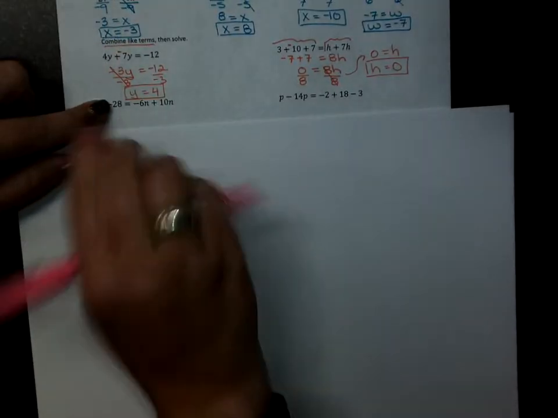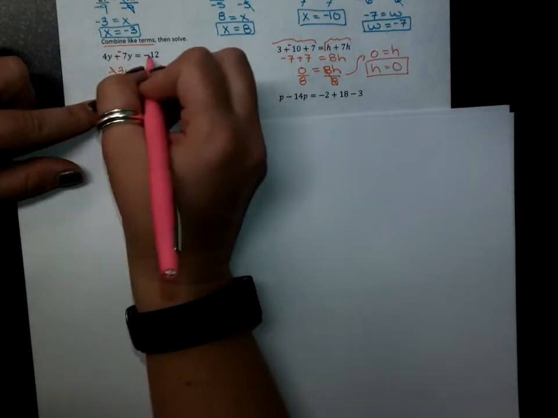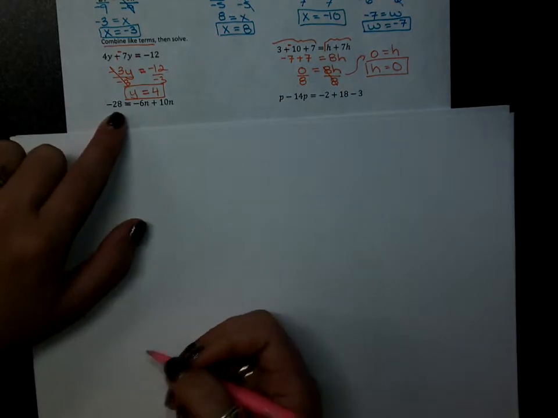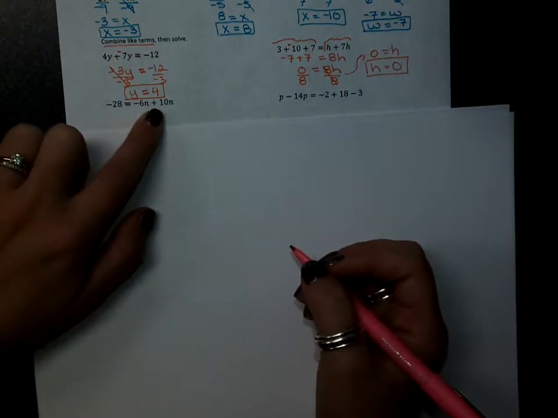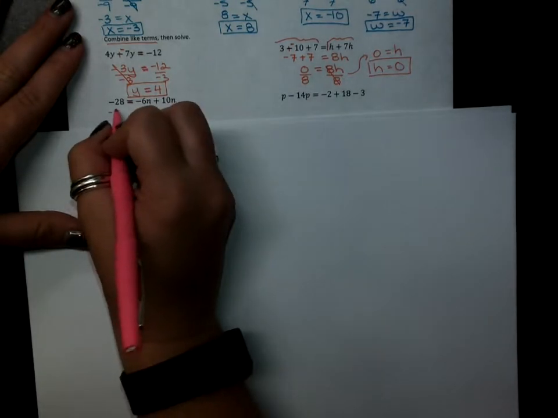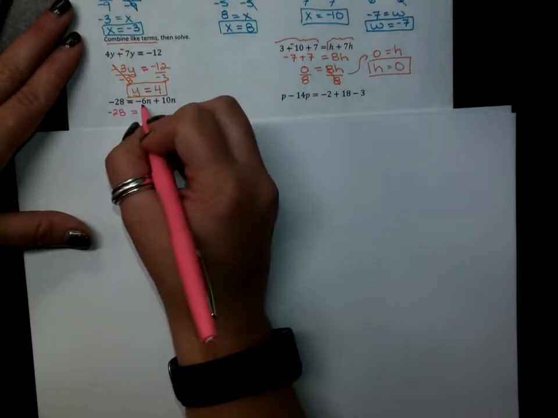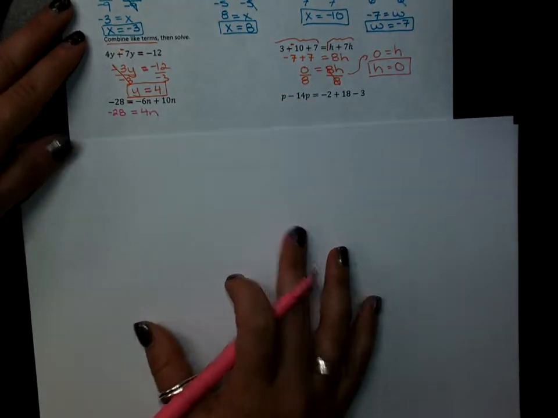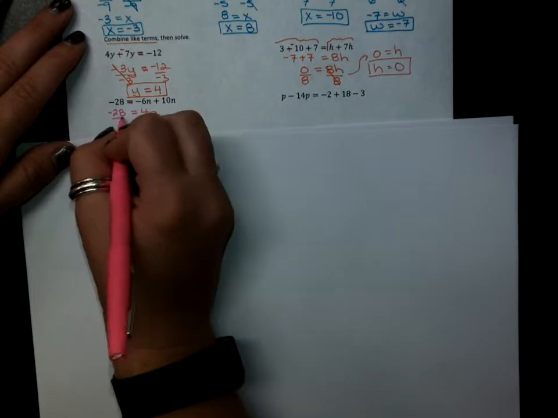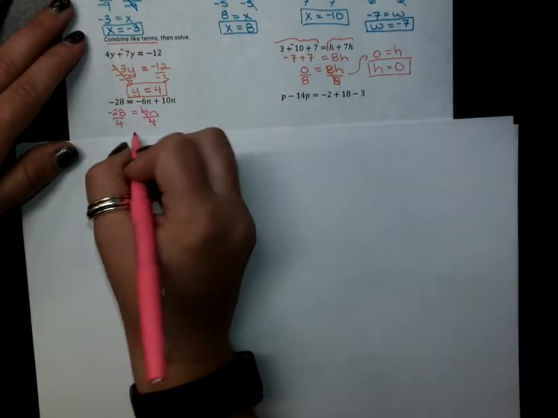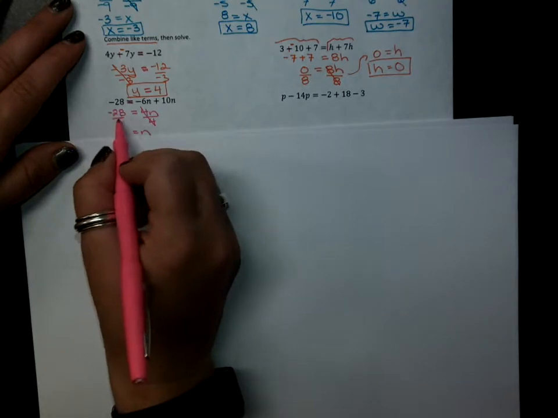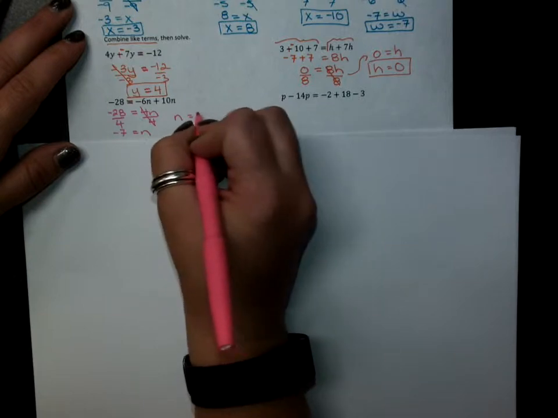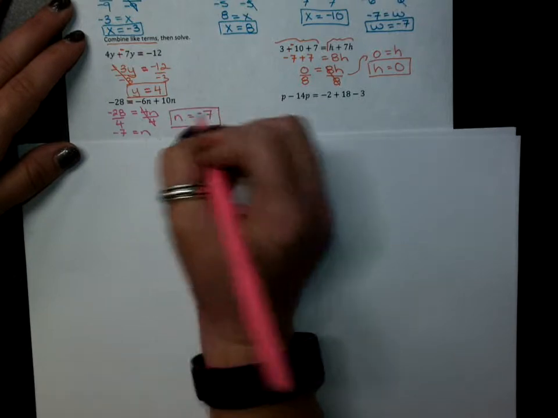Negative 28 equals, remember we talked about finding that equals sign and keeping it continuous throughout, straight down. So negative 28 equals negative 6n plus 10n. So we'll leave the negative 28 alone. Negative 6n plus 10n is positive 4n. And then from there, we'll divide both sides by 4 so we can get n by itself. Negative 28 divided by 4 is negative 7. And that would be n equals negative 7 as your final answer.